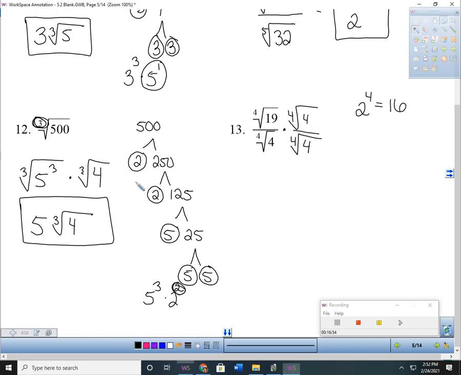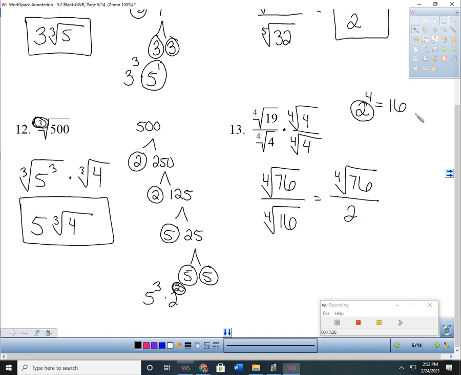So if I take the fourth root of 19 times the fourth root of 4, I get the fourth root of 76. And then the fourth root of 4 times the fourth root of 4 is the fourth root of 16, which should be a perfect fourth root because that was my goal. So on top, I'm left with the fourth root of 76. And on bottom, what is the fourth root of 16? 2. If you've made your list, you should be able to look right there, and it's that number you're raising to the power. If not, you can plug it into your calculator too, right? Okay, and then I'm done with that one.